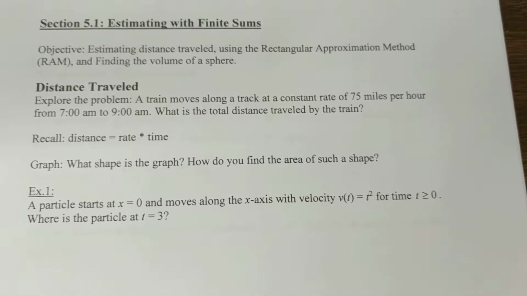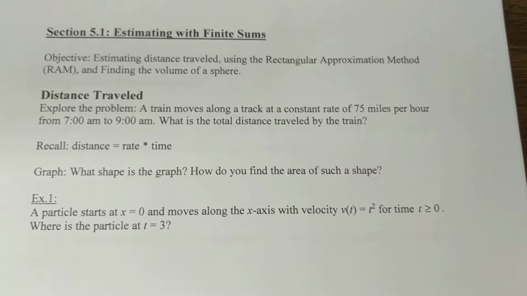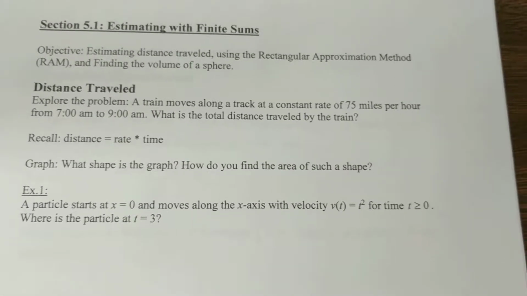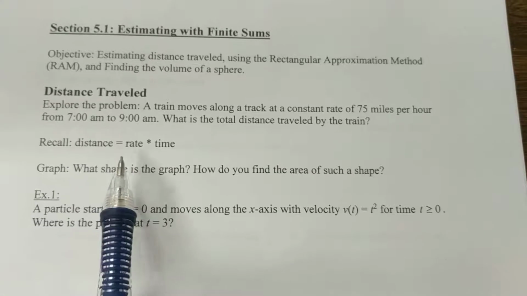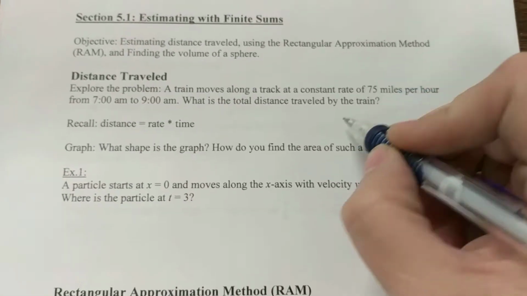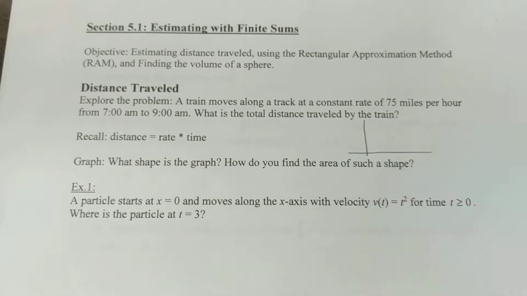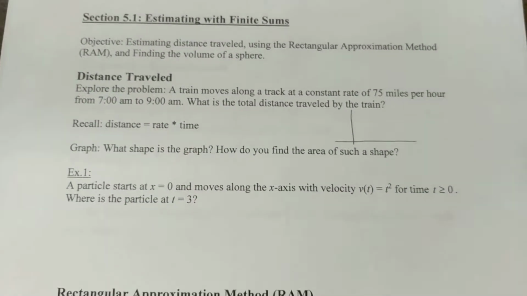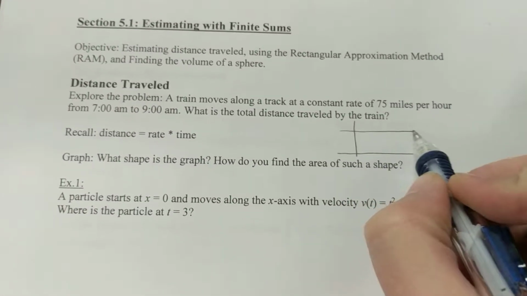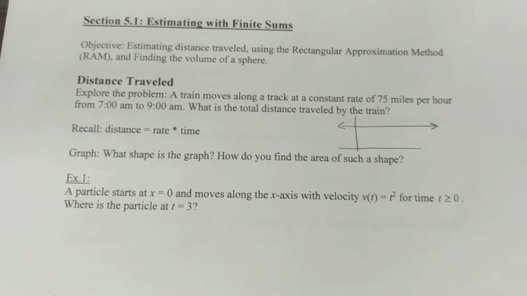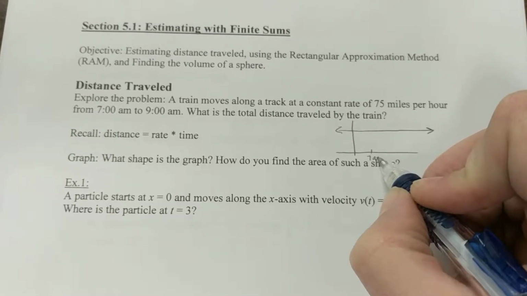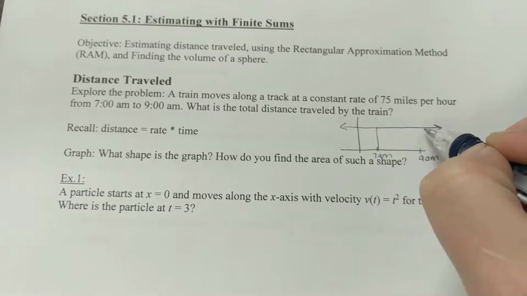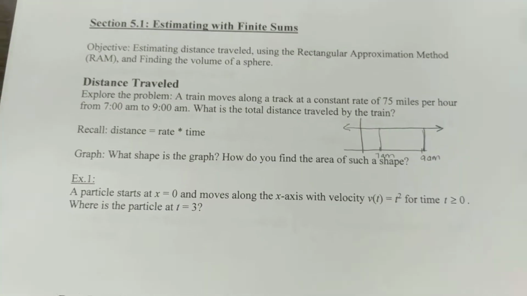A train moves along a track at a constant rate of 75 miles per hour from 7 a.m. to 9 a.m. What's the total distance traveled by the train? And if you recall, distance equals rate times time. So if you were to actually sketch a picture of what this function might look like, this train is like in utopia here, perfectly constant rate of 75 miles an hour. What an amazing train that is. And it starts at 7 a.m. and goes until 9 a.m. So if I wanted to find the area, oops, I missed my 9 a.m.